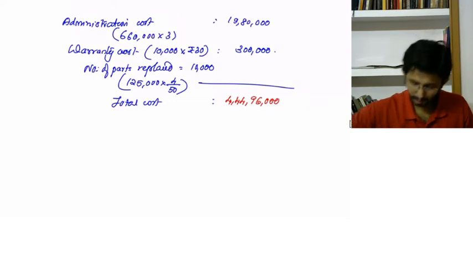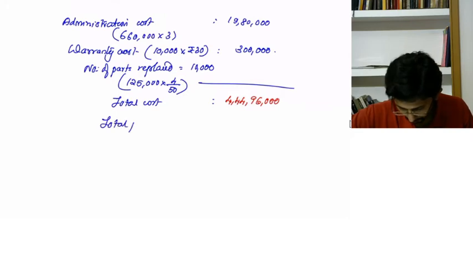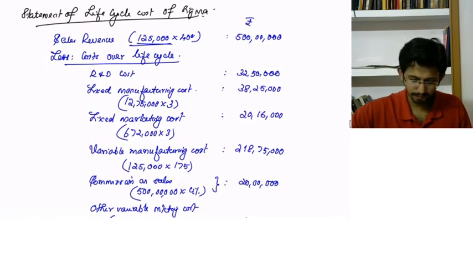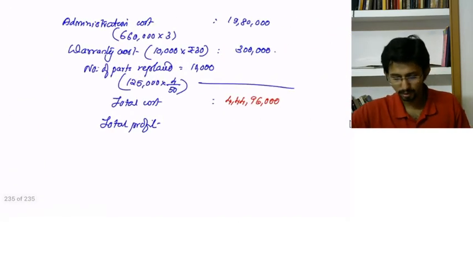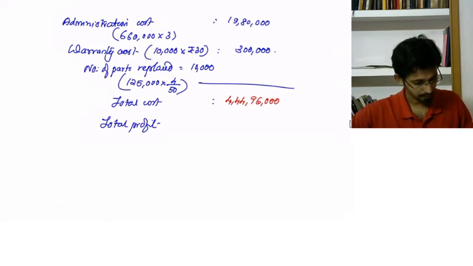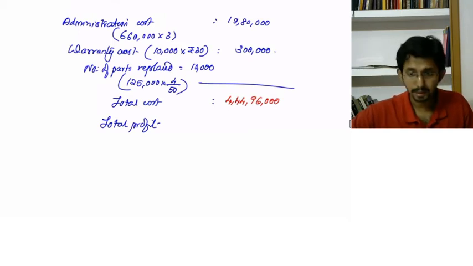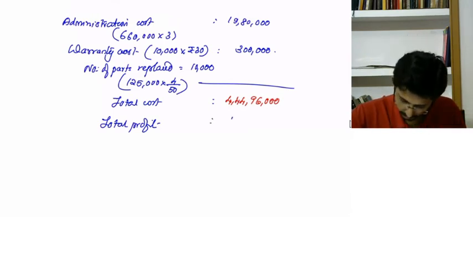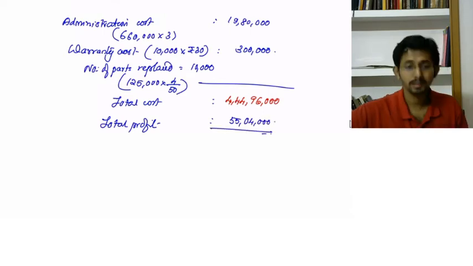Okay. Now what you have to do? We have the total revenue and total cost, so you can find out total profits. Total revenue is 500 lakhs minus 444.96. Okay, so the profits will be 55 lakh 4,000. This is the first one.